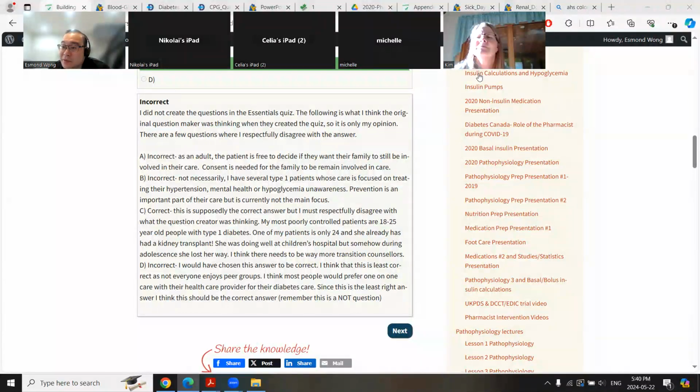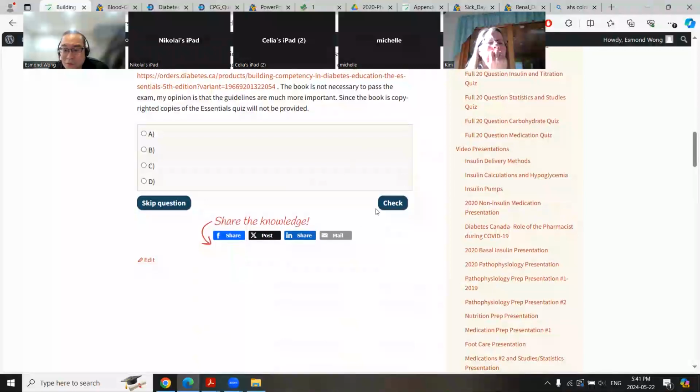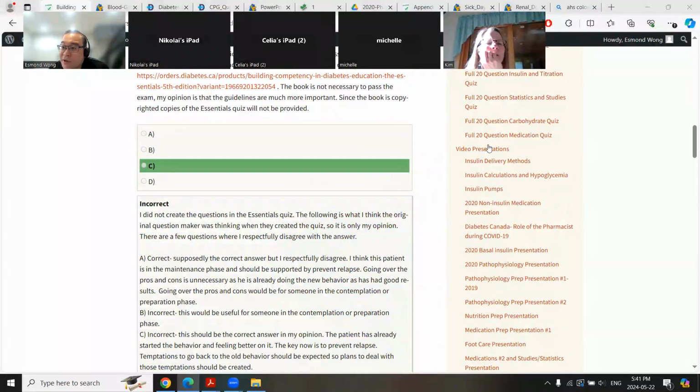Okay, we've got another. Is this one of mine for 98? Okay, let's see. Harry's been walking around his park for 2 months. He states he's feeling so much better and his blood glucose are in the 8 range. The best response is... See, this is another one where I respectfully disagree. I don't know why they chose that. I didn't write this question. Yeah, I disagree with that as well. So that's why I just want to clarify.